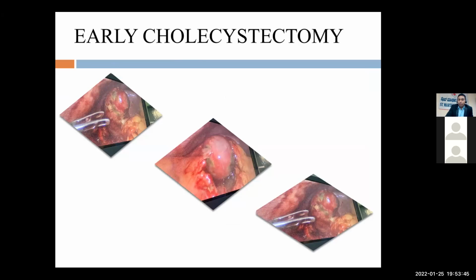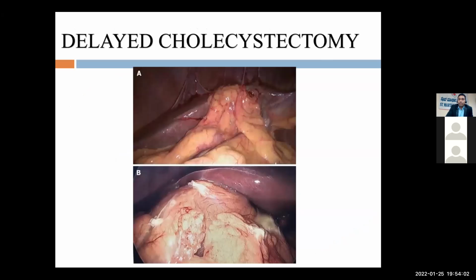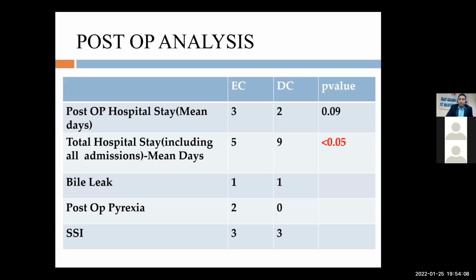This is another case where the patient presented to us on the 5th day with acute calculous cholecystitis, and we went on to do the early cholecystectomy again, where the dense adhesions and inflammation made it a tough job to do the surgery, but we were able to create a plane around the GB and retrieve the GB easily. This is one of the cases in the delayed group where there were dense omental adhesions, making it difficult for us to do the surgery. Post-operative analysis.